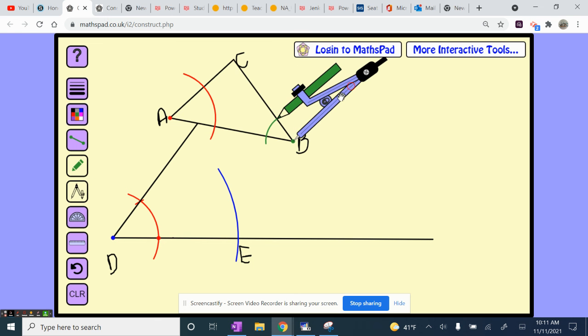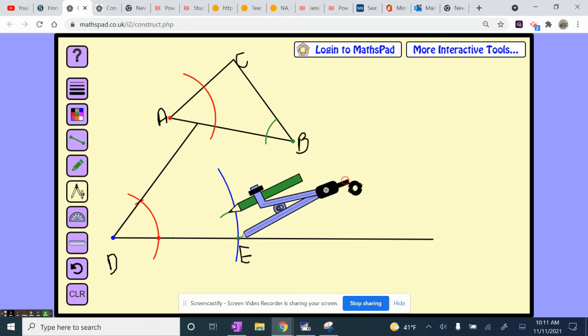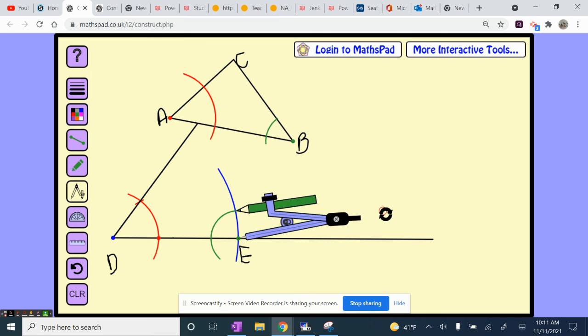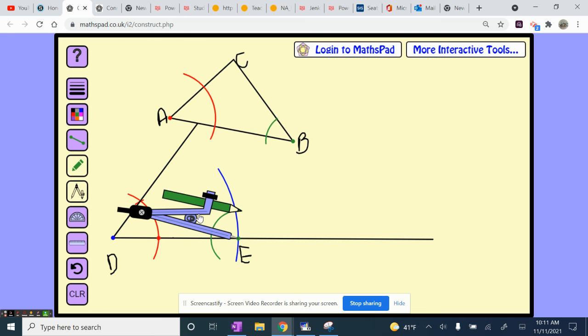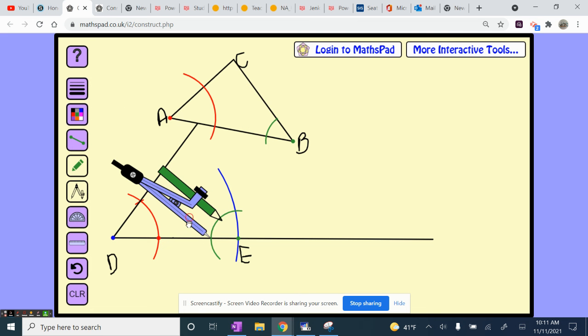Okay. Then I'm going to do that. Let's do something like that, right? Now, then I'm going to measure this opening right here, from here to here. I'm going to unlock it, measure that opening. I'm going to lock. I'm going to come down here. I'm going to put my needle right here, and then I'm going to do that. Okay, now I should have constructed angle B.